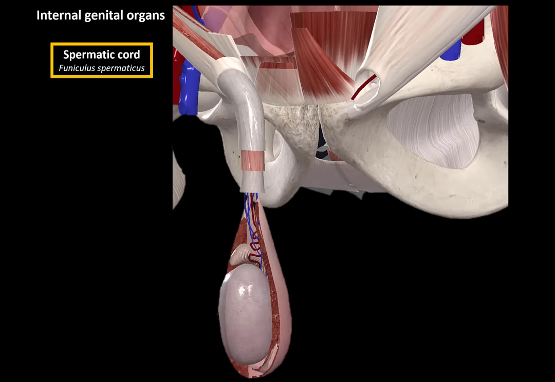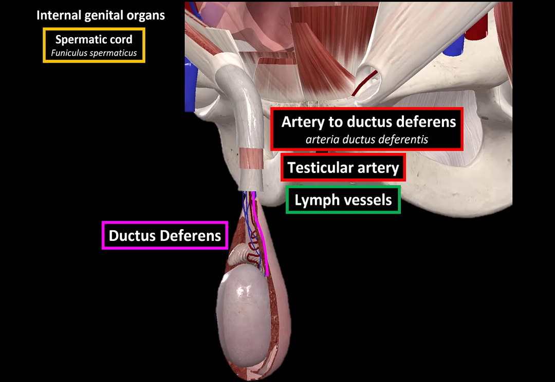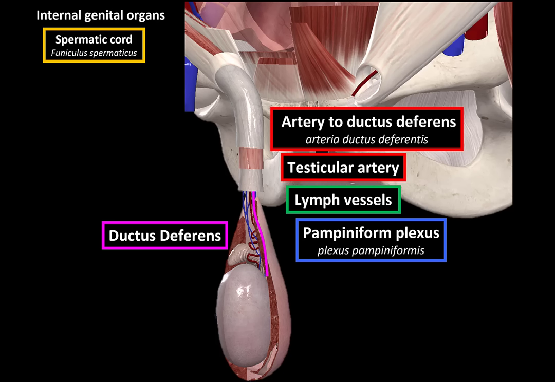Within the spermatic cord, we can find the ductus deferens coming from the epididymis, but we can also find vessels. We can find the artery to the ductus deferens, which is a branch of the internal iliac artery that supplies the ductus deferens. We can find the testicular artery, which is a branch of the abdominal aorta, supplying the testes and the epididymis. We have the lymph vessels from the testes and the epididymis that flow to the lumbar lymph nodes. We have the pampiniform plexus, which is a venous plexus conveying blood from the testes and the epididymis to the inferior vena cava on the right, and to the left renal vein on the left.